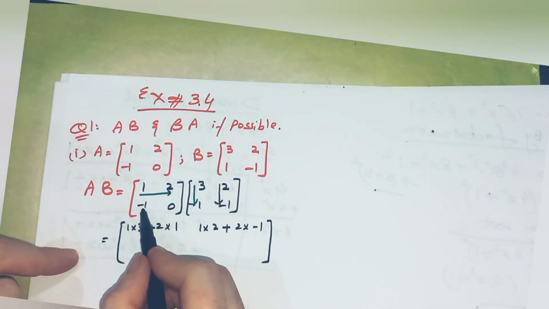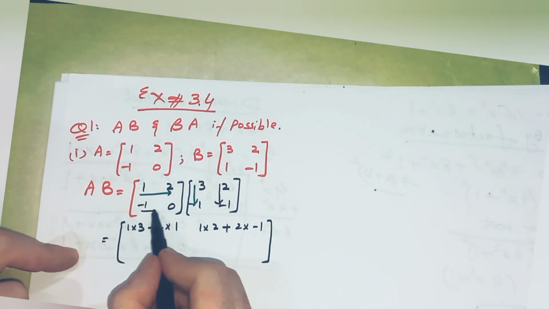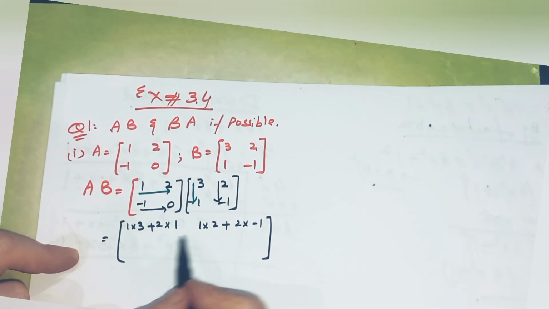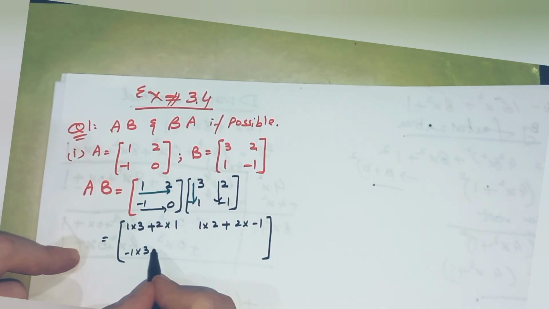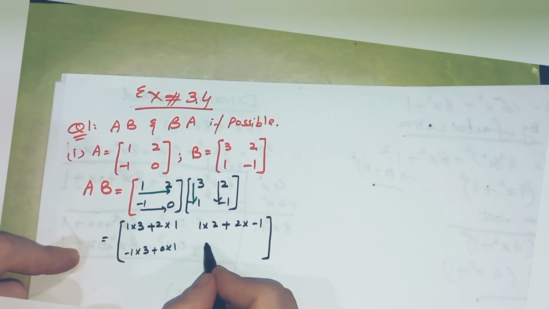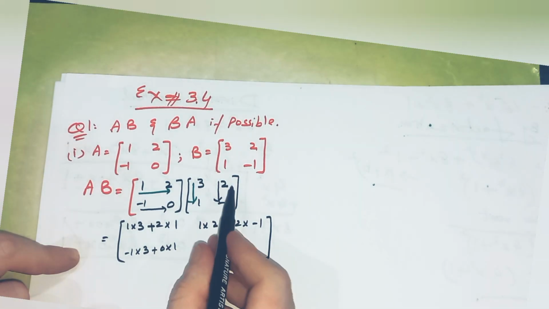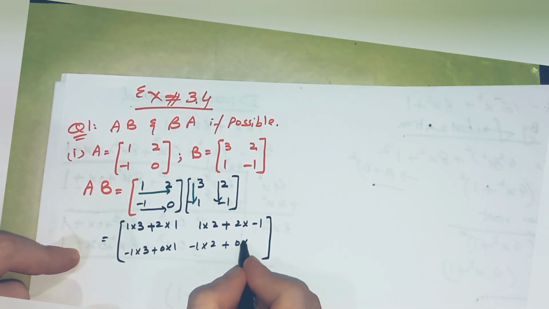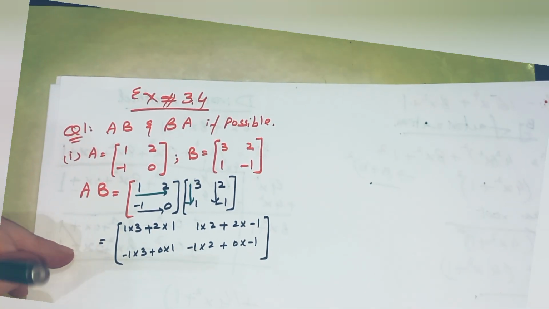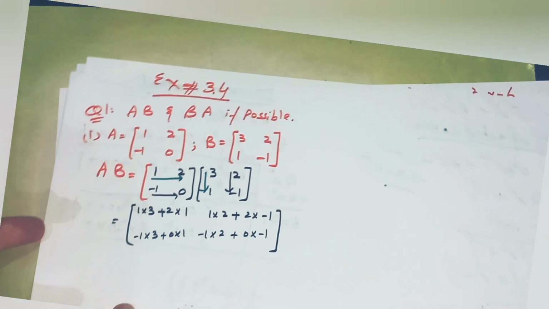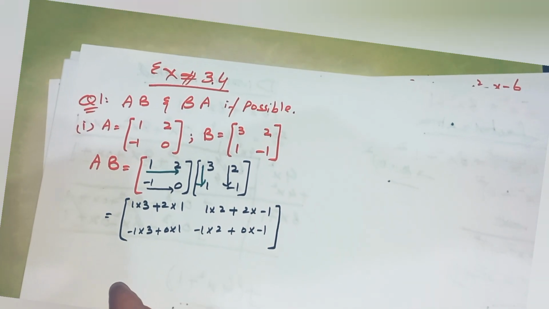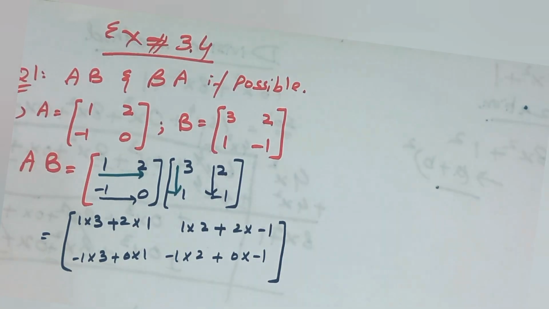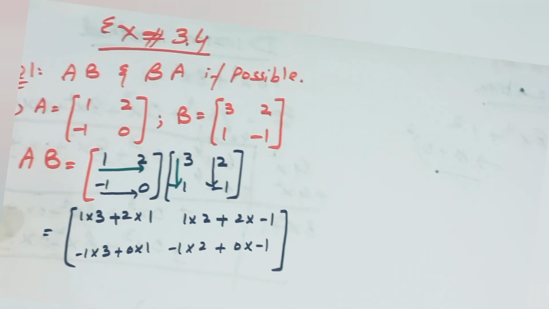So the next multiplication, second row multiplied by the first column: -1 multiplied by 3 plus 0 multiplied by 1, and that row multiplied with the second column: -1 multiplied by 2 and 0 multiplied by -1. As you see here, this is the actual method of how to multiply, clearly.